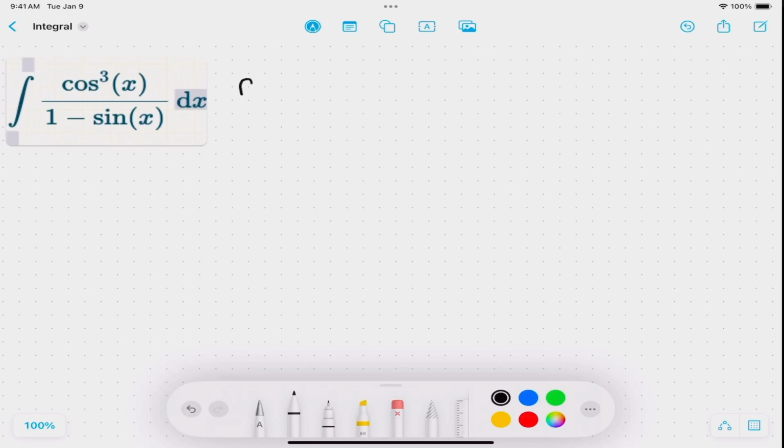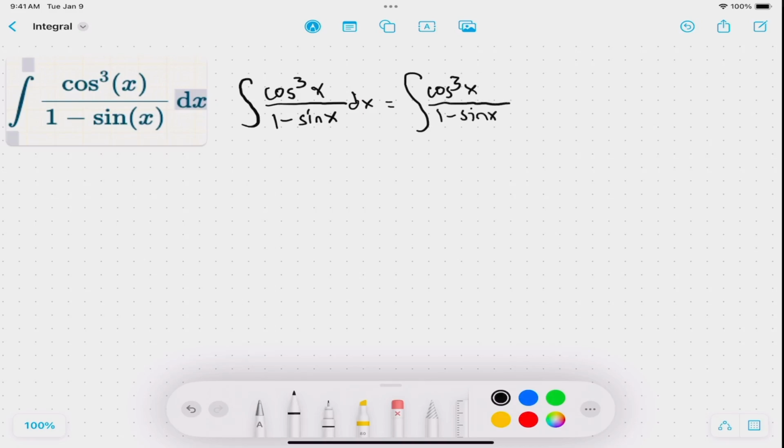So the first thing I'm going to do is multiply the numerator and the denominator by 1 plus sine of x. So this is equal to cosine cubed of x over 1 minus sine of x times 1 plus sine of x, which is the same thing as multiplying by 1, because anything over itself is just 1, and that doesn't change.